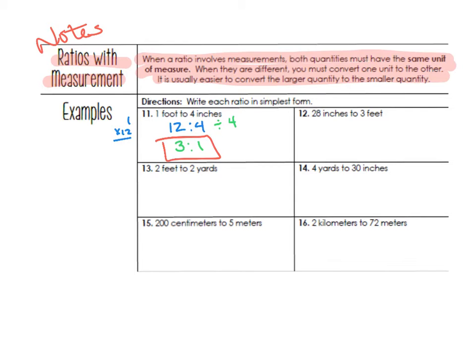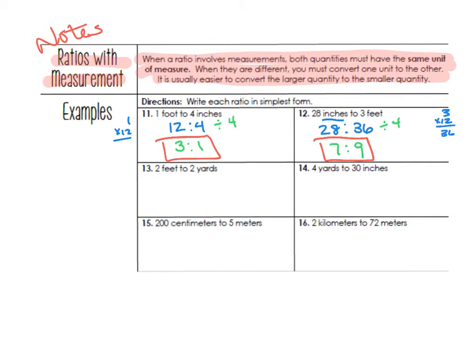Let's do number 12. 28 inches to 3 feet. Again, we're going to go with inches. So I'm going to start with 28. 3 feet times 12 inches in a foot gives me 36. There's my correct ratio. Let's see, we're going to divide by 4. I think 4 goes into both of these. 28 divided by 4 is 7. 36 divided by 4 is 9. There is our correct ratio. Notice I'm doing the same steps for each one.